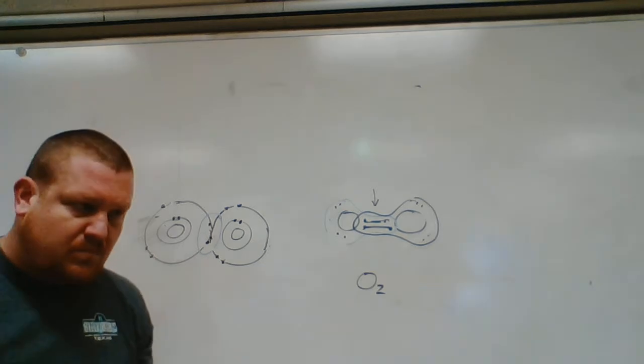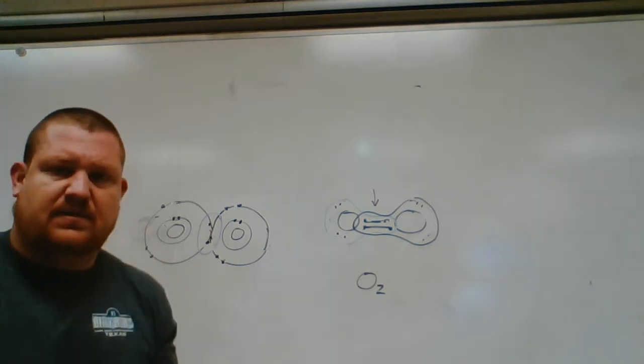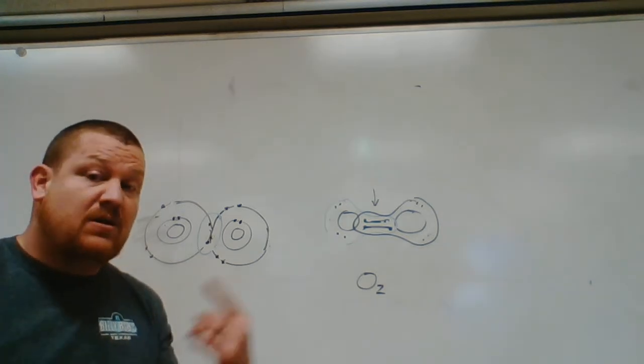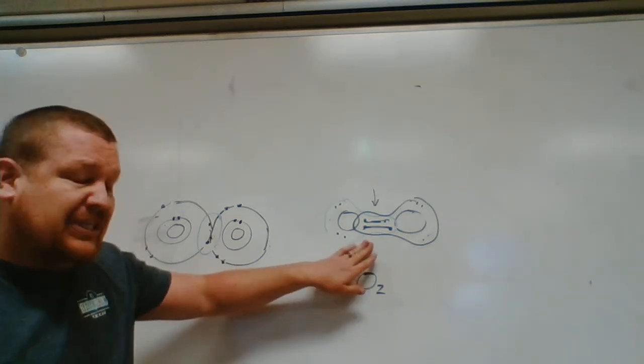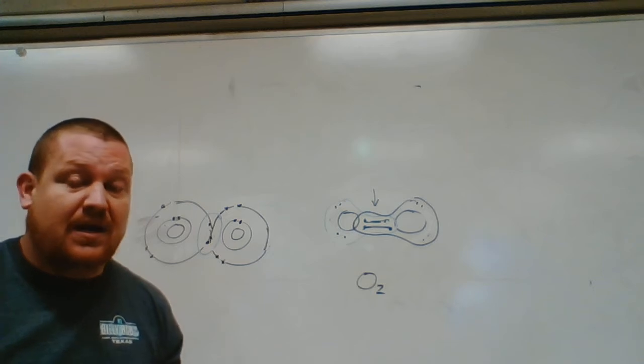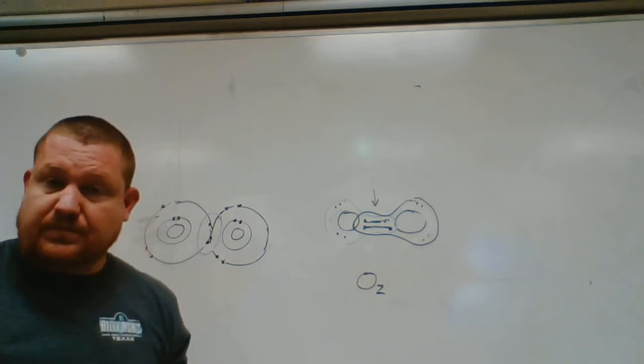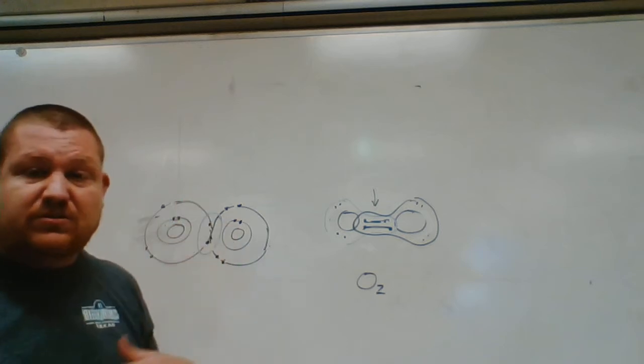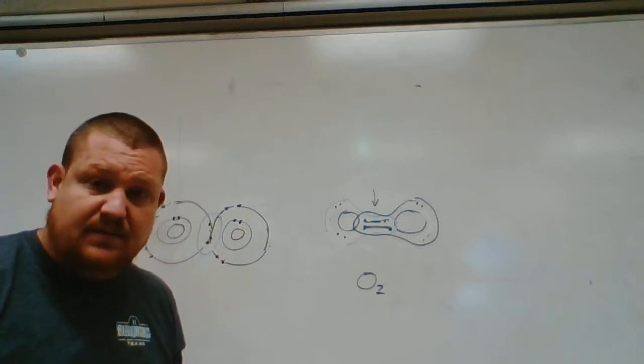So when you're dealing with covalent, is there a metal? No, no metals in covalent. If there's a metal, it's ionic, right? Are they sharing? If they're sharing electrons, then it's covalent. If the electron shells are overlapping, it's covalent, right?